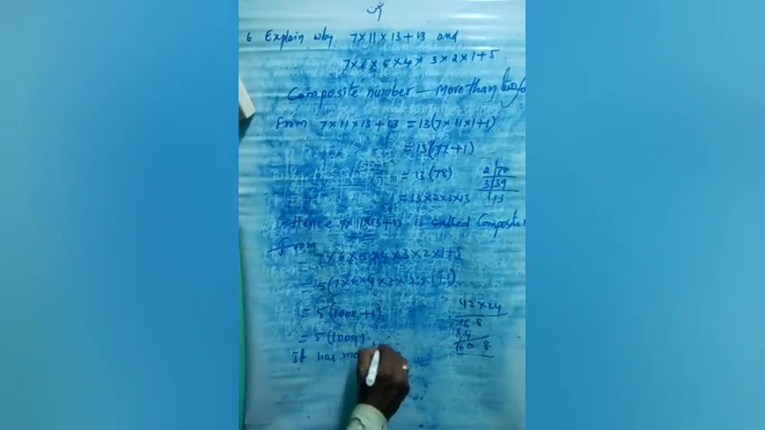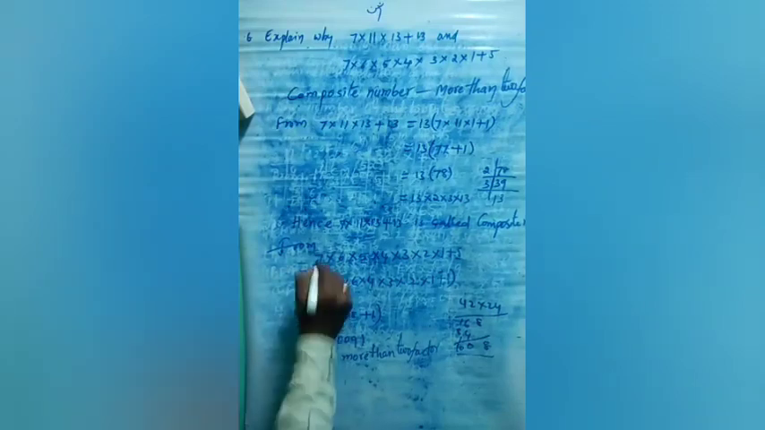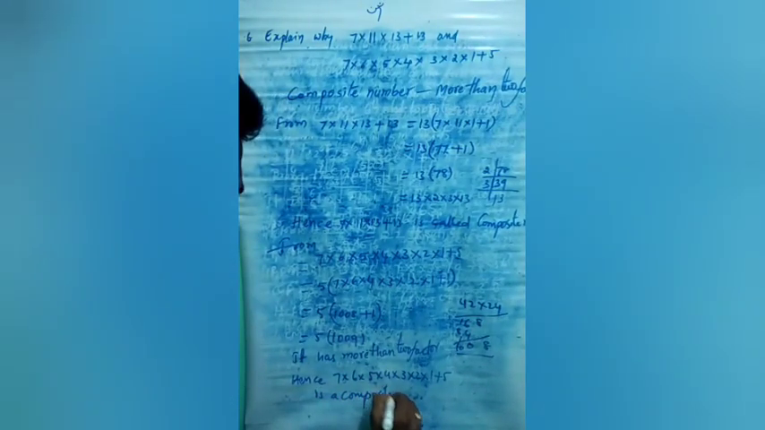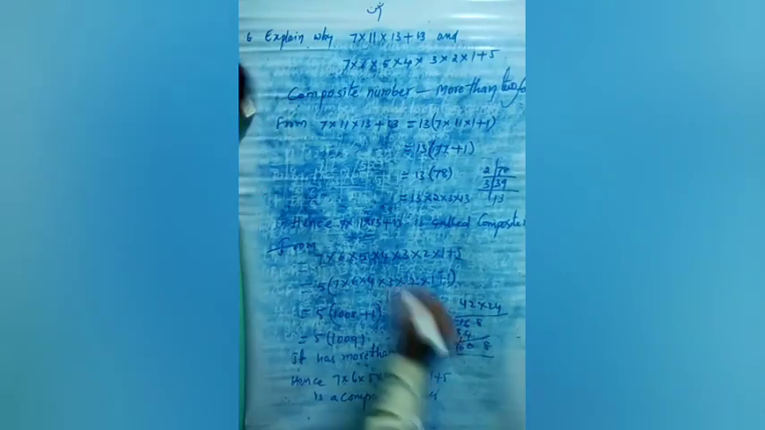So it also has more than two factors. Hence the number 7 into 6 into 5 into 4 into 3 into 2 into 1 plus 5 is a composite number. So we have the last question in this exercise.